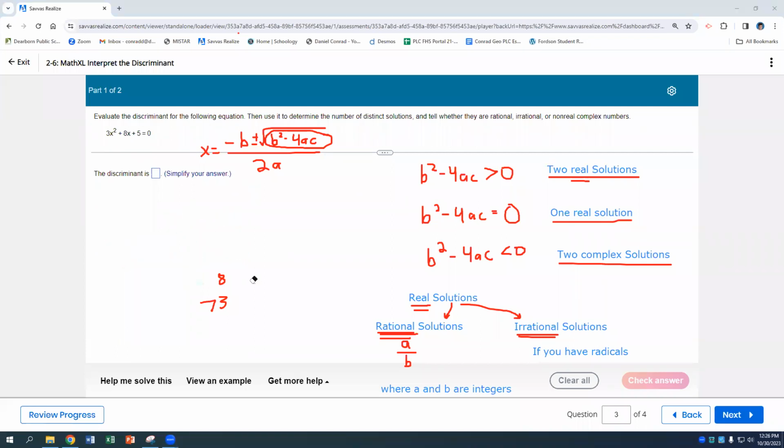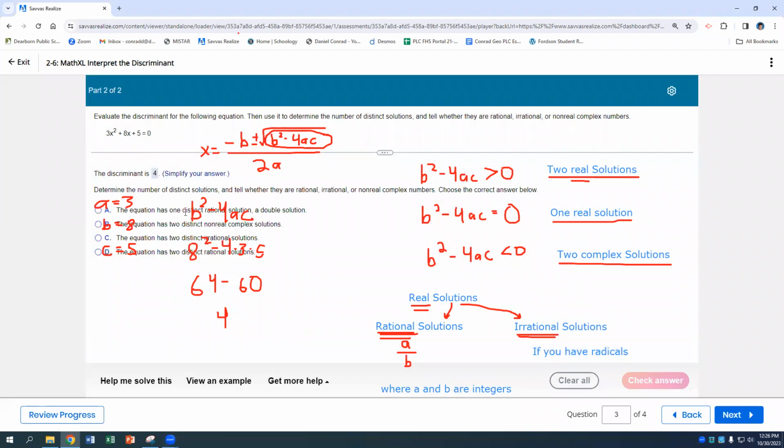All right, so the next one. We're going to do a is 3, b is 8, and c is 5. So b squared minus 4ac is my discriminant. So this is going to be 8 squared minus 4 times 3 times 5, which gives me 64 minus 60, which gives me 4. So my discriminant is 4.